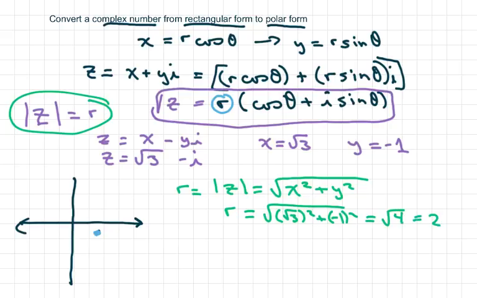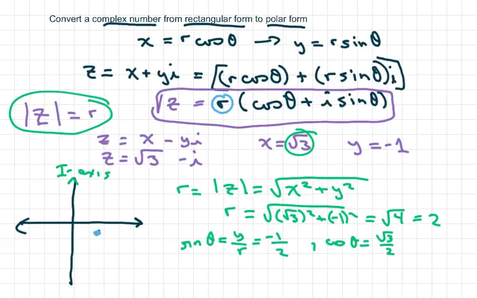That's my 2. So I also know, I put the imaginary axis here, I also know that I have my X and Y and my R, so I know that sine of theta is Y over R. My Y is negative 1 over 2. And cosine of theta equals X over R. My X is square root of 3 over 2.